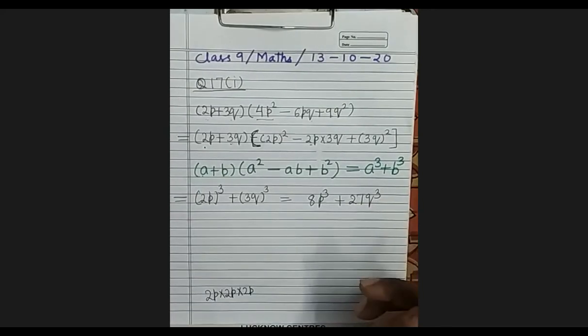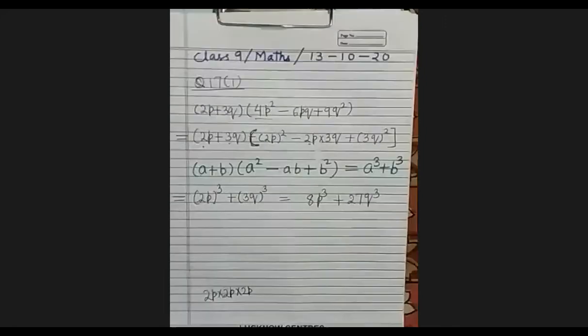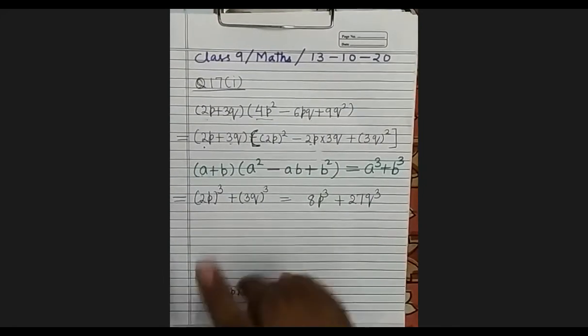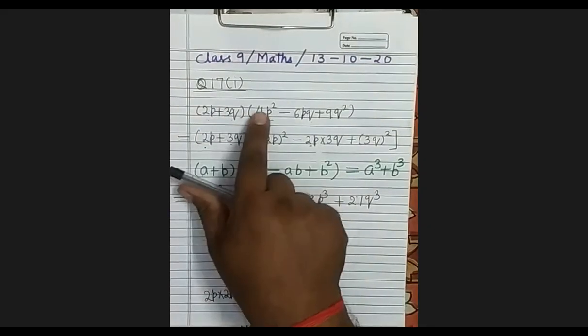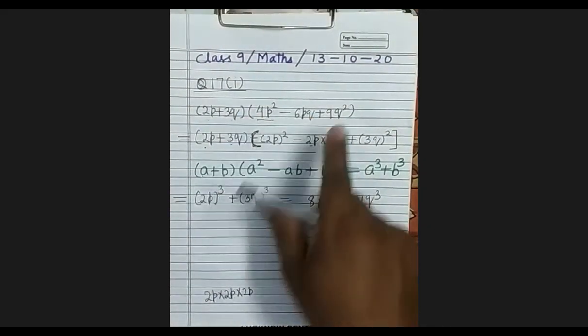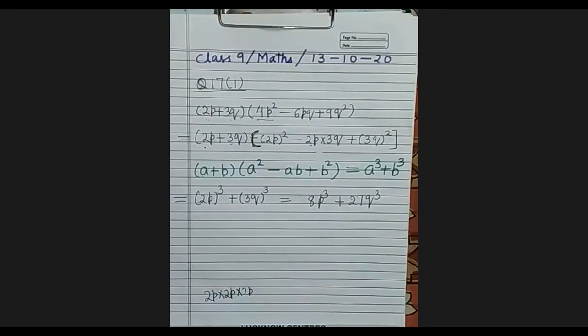It's clear? So by this way we can do this. It's clear? We will not do this way, that multiply 2p with all the terms and 3q with all the terms. It's clear? We will not do by that way. We will use the special products, formula of special products. It is clear? Now you can see one more question.